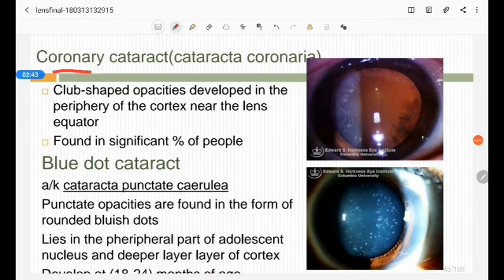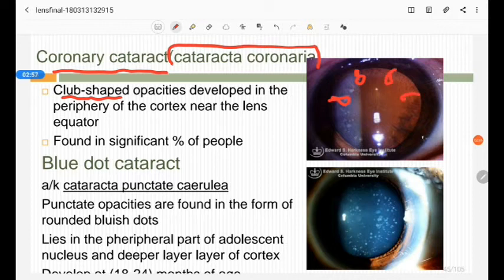Next is the coronary cataract, or called cataracta coronaria. Now this is actually club-shaped opacities. As you can see here, there are club-shaped opacities that come from the periphery and invaginate. This is called coronary cataracts. They develop at the periphery of the cortex near the lens equator. And it is also significantly seen in a large number of patients.